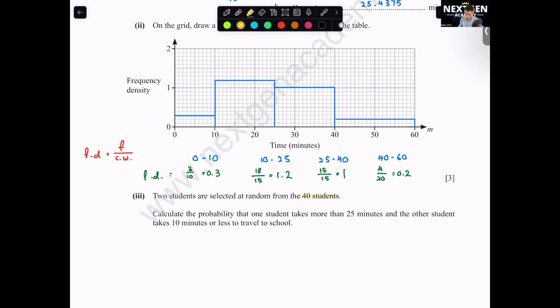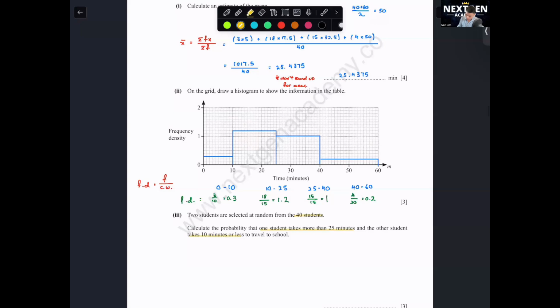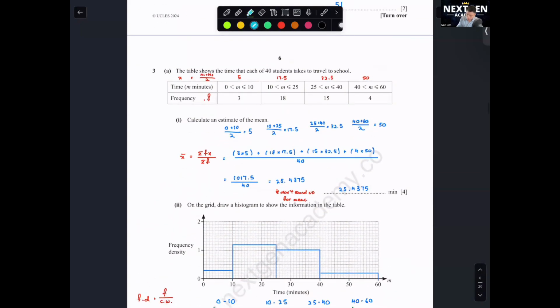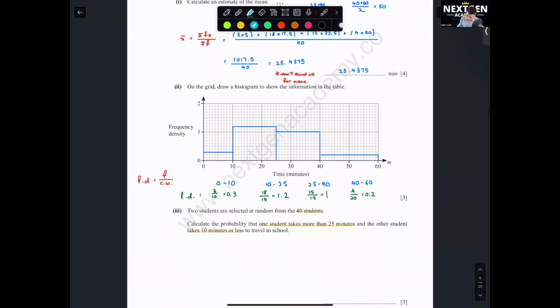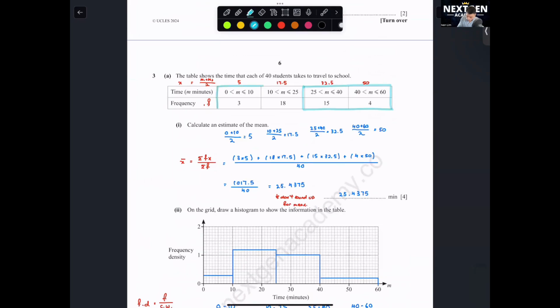Okay, number 3. Two students are selected at random from the 40 students. 40 students, that means everyone. Calculate the probability that one student takes more than 25 minutes and the other one takes 10 minutes or less to travel to school. So you look back into the diagram. More than 25 minutes means this section here. You got 19 of them. Then the other one is 10 minutes or less, which is here. So this is called a without replacement type of question, where you choose one student, then after that, you choose another student.